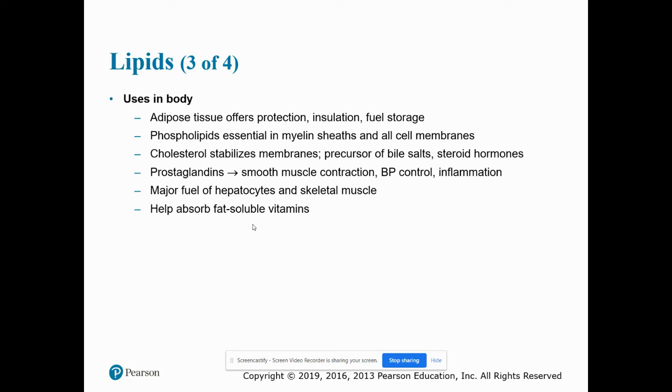There's a number of uses in the body. So going back to A&P 1, adipose tissue provides protection, insulation, fuel storage. Phospholipids, I'm sure you remember we find those in the cell membrane. They're also essential in myelin sheaths. Cholesterol helps to stabilize cell membranes against temperature changes. It's also a precursor of bile salts and steroid hormones. Prostaglandins cause smooth muscle contraction, blood pressure control, inflammation. Lipids are a major fuel of hepatocytes and skeletal muscle. And lipids also help absorb fat-soluble vitamins.